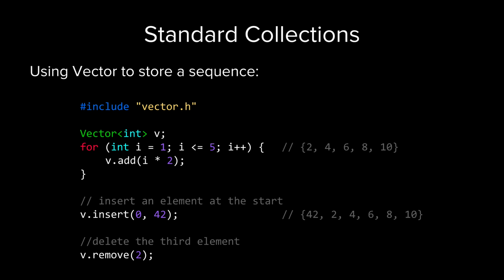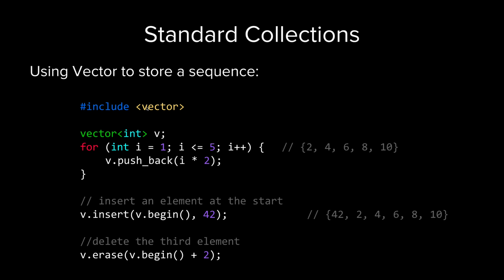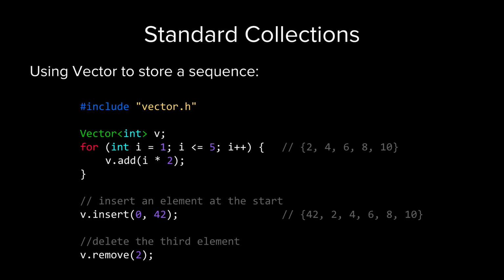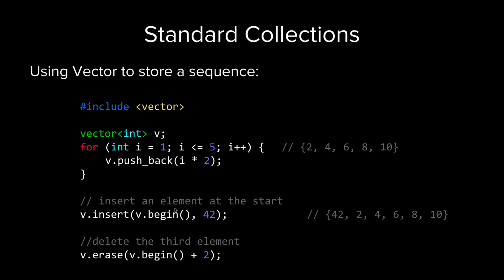Okay. So as an example, we have code using the Stanford vector, and we're going to convert it. The first thing we need to do is lowercase the v, and include the standard vector, which is with angle brackets because it's a library vector. We lowercase the v, we change the .add to .push_back. And notice we had v.insert at index 0 the value 42, and now we have v.insert something called v.begin, and then the value 42, which we'll talk about in a second.